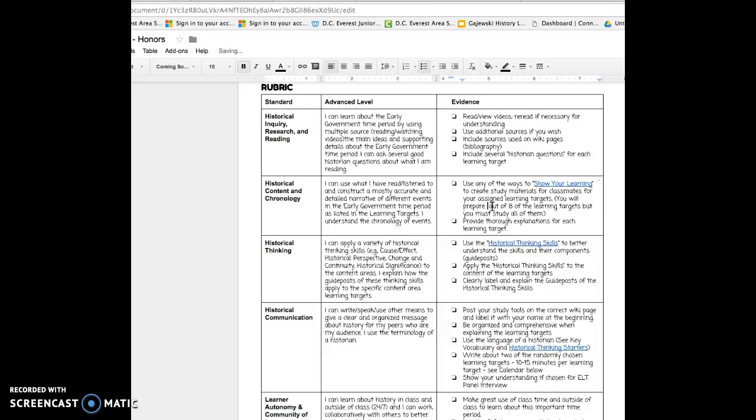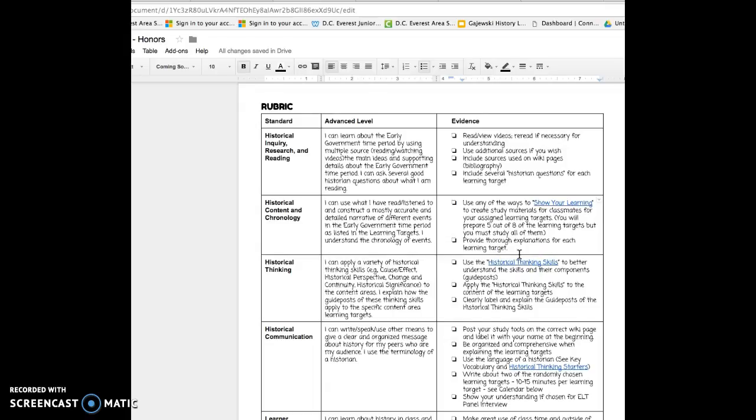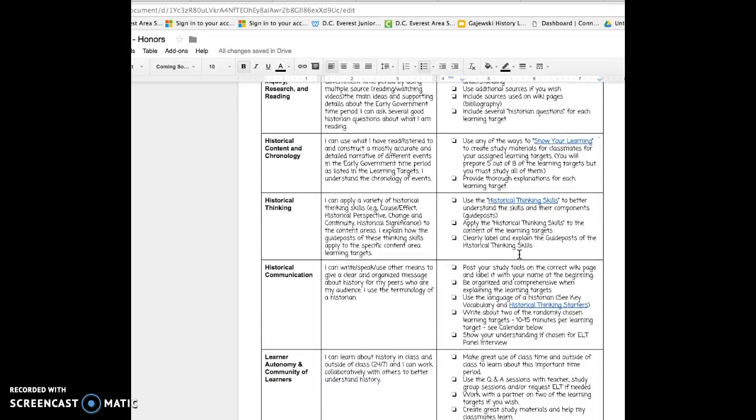And you are going to be doing not 6, but 5 of the learning targets. So you're going to be doing 5 out of the 8. Now, what that means, though, is that you need to study the other 3. So you're responsible. Okay, you are responsible for all 8, but you're going to prepare study materials for 5 out of the 8. And we'll again clarify that a little bit more. Provide thorough explanations. This is not a situation where you sit down for 10 minutes. You want to really be able to explain each of the learning targets, understand them pretty thoroughly.